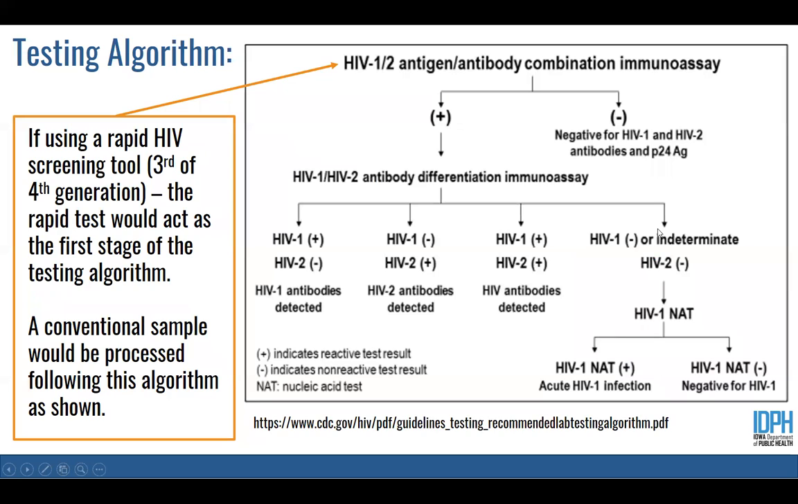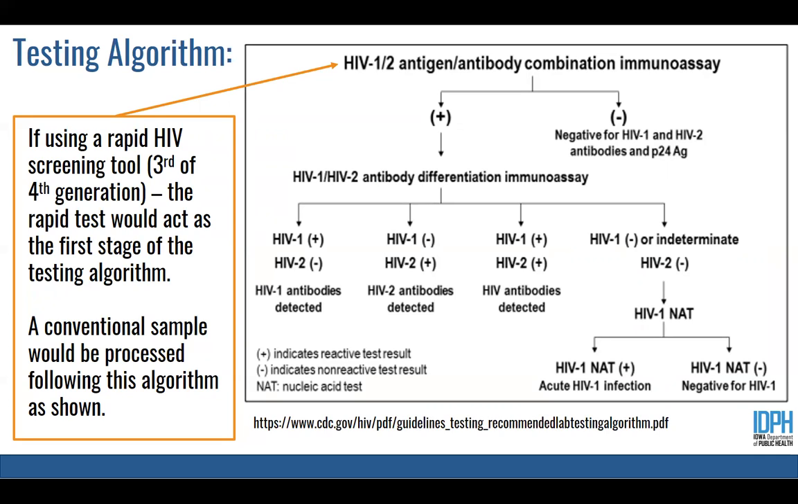What you see now is the testing algorithm for HIV. And when we talk about algorithms, this is the laboratory model for diagnosing a particular infection. So oftentimes, what we're talking about in terms of point of care rapid screening, or even conventional testing, if you choose to implement your program that way, is this first step in the testing algorithm.